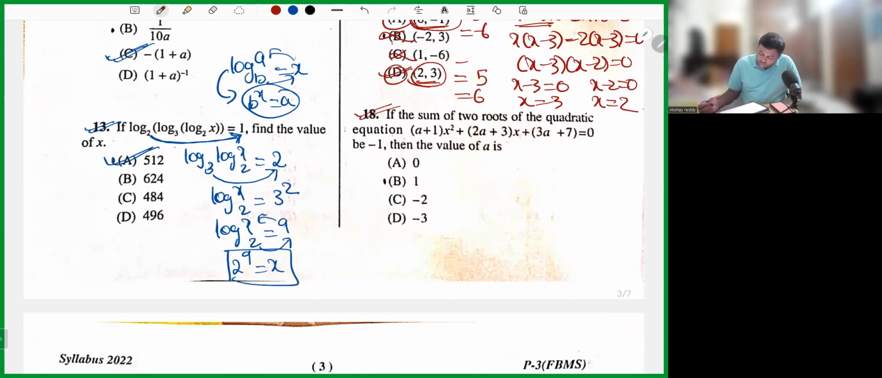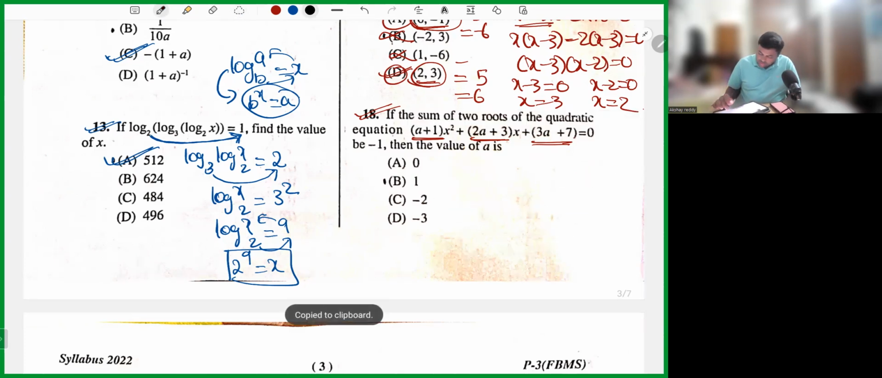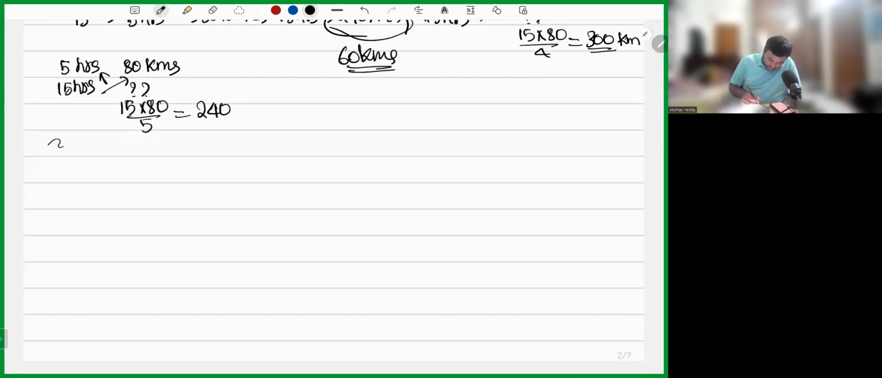Next. The sum of two roots of a quadratic equation is minus 1. Sum is minus 1. If you see coefficient of x square is a plus 1. Coefficient of x is 2a plus 3. And constant is 3a plus 7. He's telling sum is minus 1. He's asking you to calculate the value of a. Let's do it. Who stops us in doing? Let's go ahead and let's do the sum.